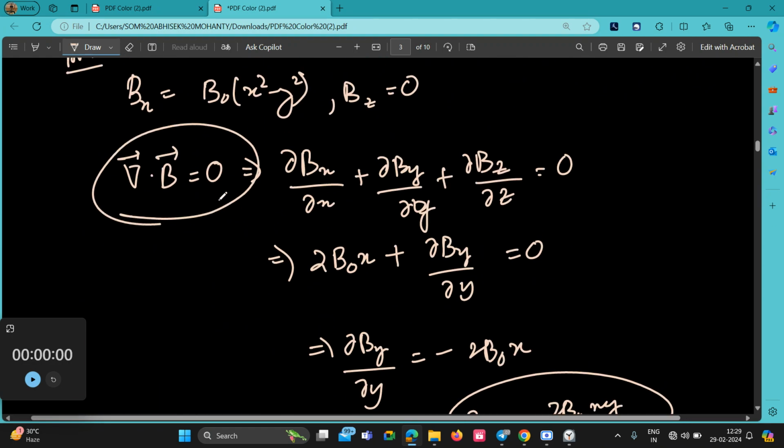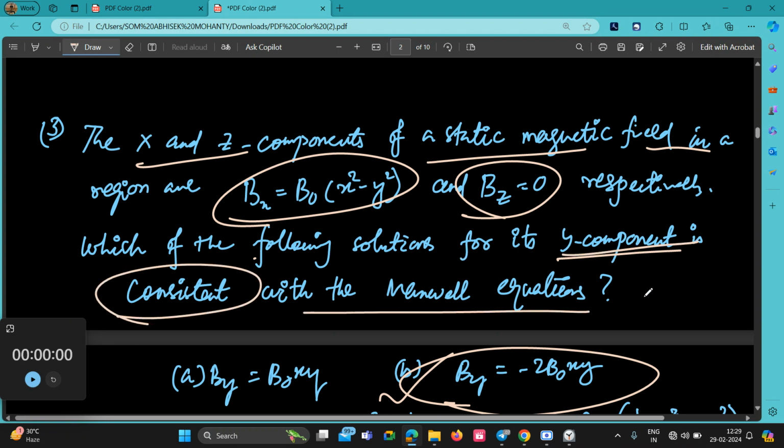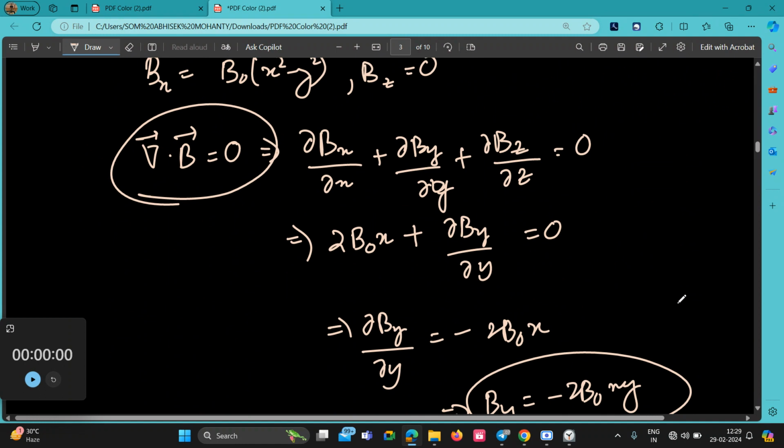This is one of the Maxwell equations. Because it's asked which of the following solutions for its y component is consistent with the Maxwell equations, one of the Maxwell equations is the Gauss law of magnetostatics. So del dot B is 0, which is del Bx by del x plus del By by del y plus del Bz by del z equal to 0. From there we can calculate this.